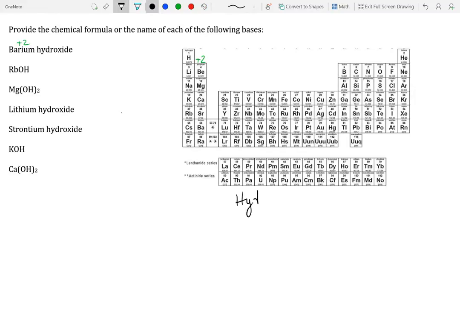Hydroxide is equal to OH with a charge of -1. Okay? So we know hydroxide has a charge of -1. So let's write Ba2+ and OH-.